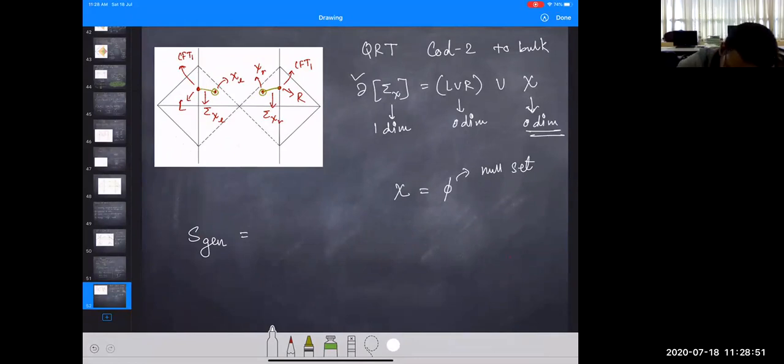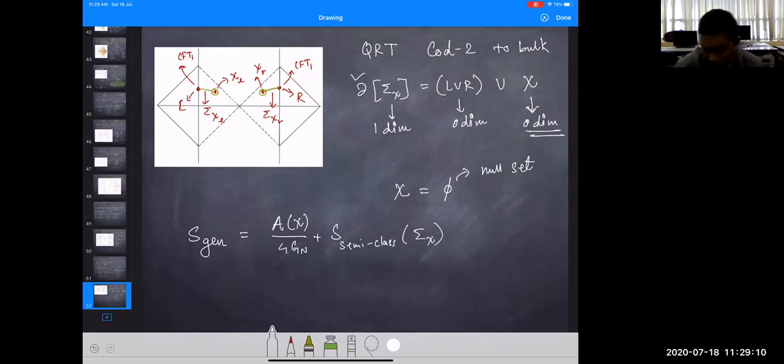So S generalized before was area of chi divided by 4g Newton plus S bulk, which is S semi-classical, in the sense it's a von Neumann entropy of the semi-classical fields on the bulk slice sigma chi, which is the entanglement wedge of your extremal surface. Now you would say that this is a 2-dimensional surface where the subregion, or the region, or even the extremal surface are all 0-dimensional. So what does it mean by area?